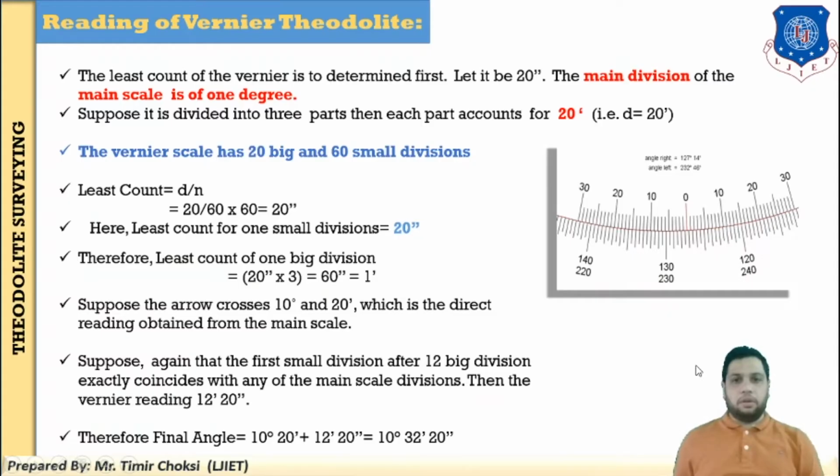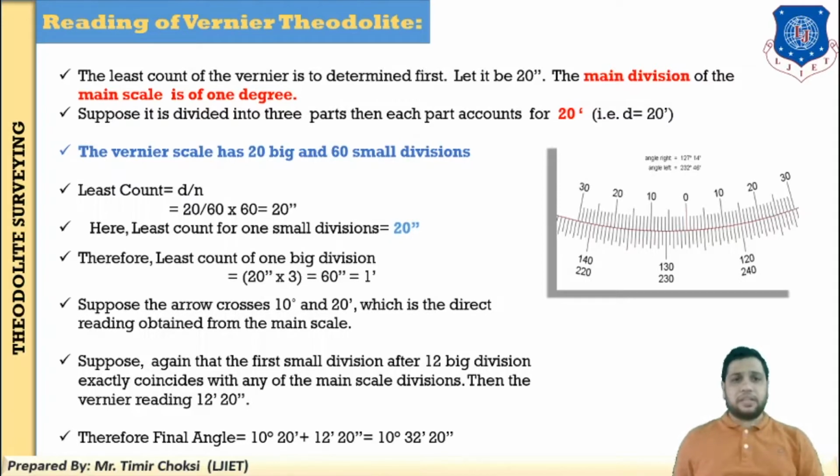Now, going further, the first topic is reading of the vernier theodolite. When field observations are taken, the most important thing is taking the reading of the theodolite. In this syllabus, we only focus on the vernier theodolite. Which methods or scales are used for taking the reading of the horizontal angle and vertical angle?